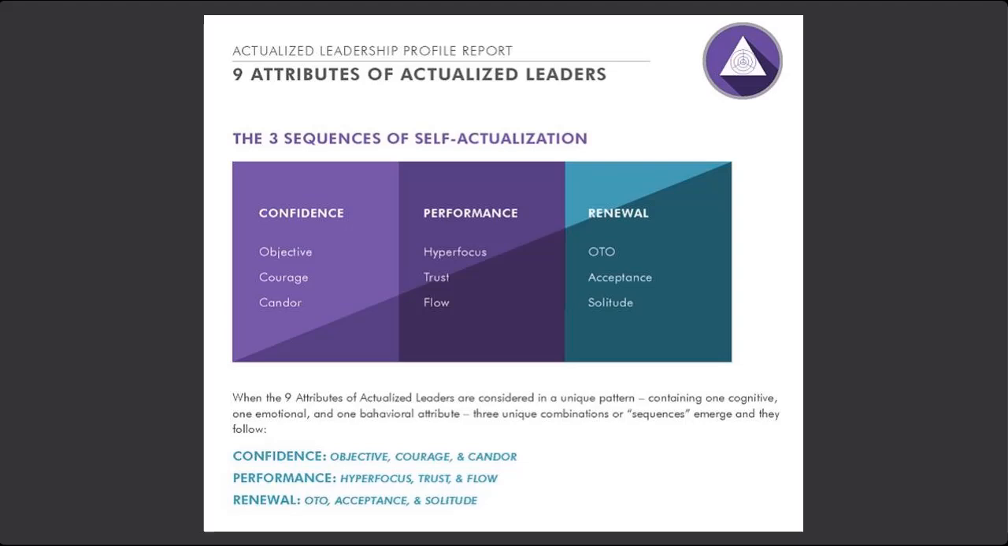Csikszentmihalyi, famous researcher from the University of Chicago, also called it peak performance. So what is the cognitive, emotional, and behavioral state of performance? It's focus, trust, and flow. And then finally, the last sequence is that of renewal. The renewal sequence requires thinking with OTO, being mindful in the present, self-acceptance, and experiencing solitude. Those are the 3 elements, one cognitive, one emotional, one behavioral, that make up the renewal sequence for actualized leaders.